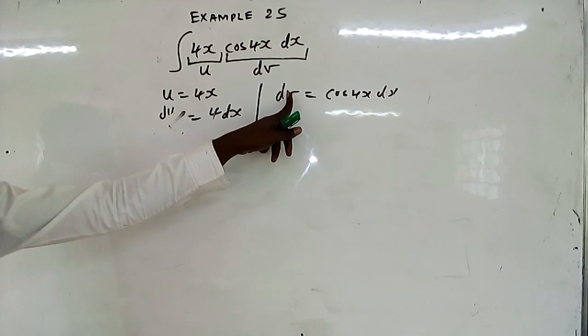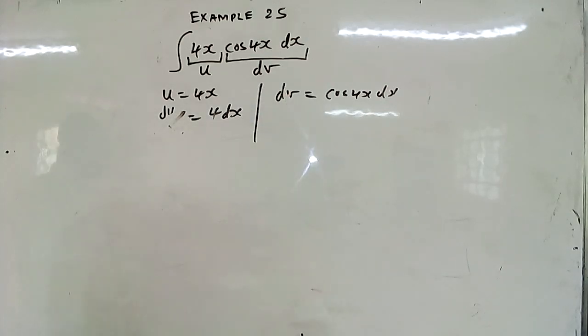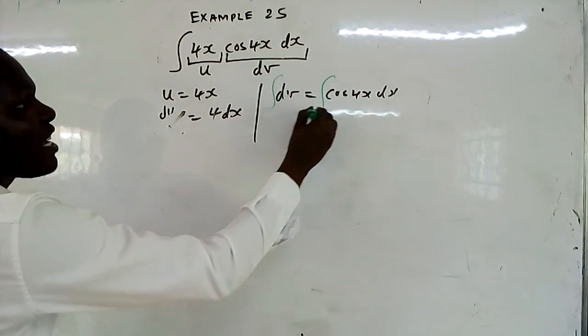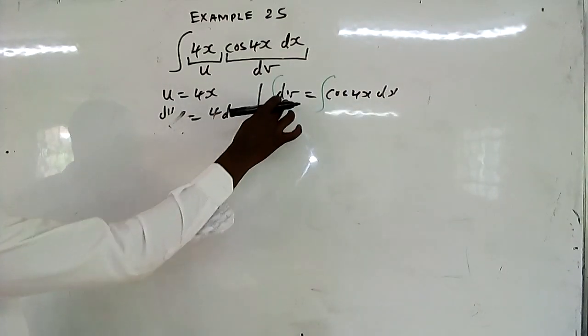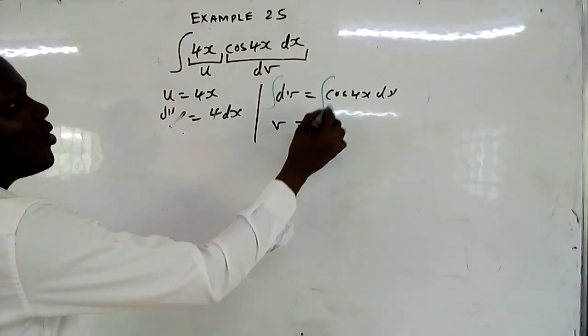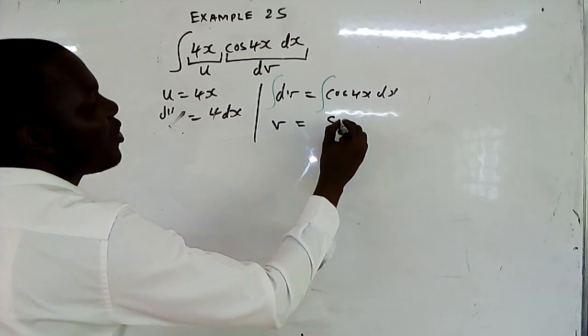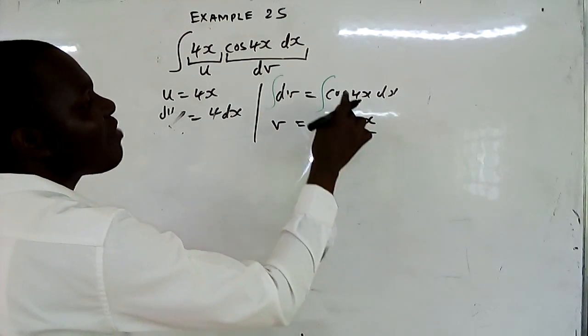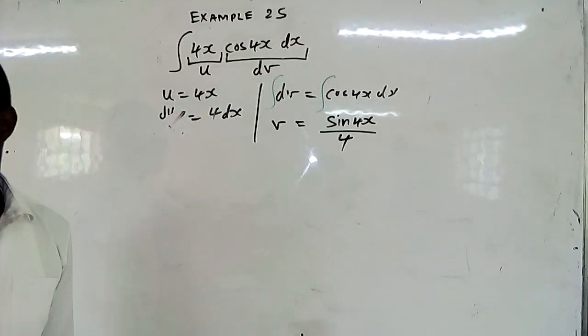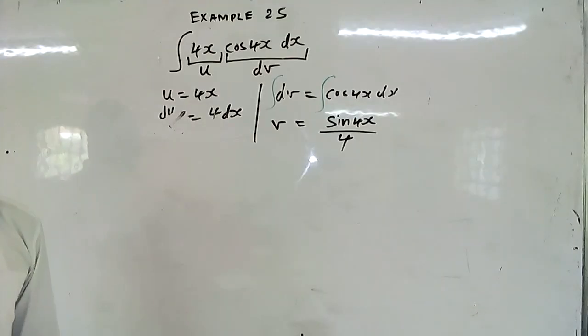But you don't want dv, you want v. So how do you get v from dv? You introduce the integral on both sides of the equation. If you integrate dv, you remain with v. So v is equals to, if you integrate cos, positive sign, we get sine 4x, then we divide by the constant from the inner function. The derivative of the inner function must be a constant. 4x, if you differentiate, you get 4, so you divide by it. Are we together?